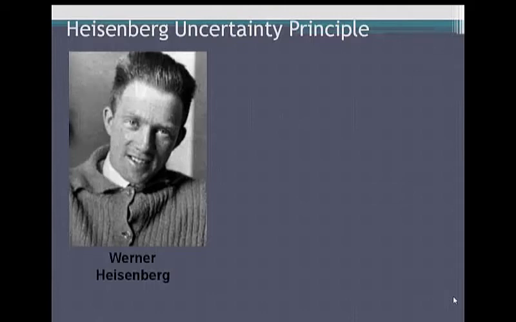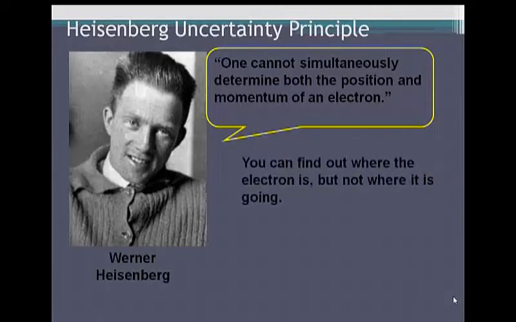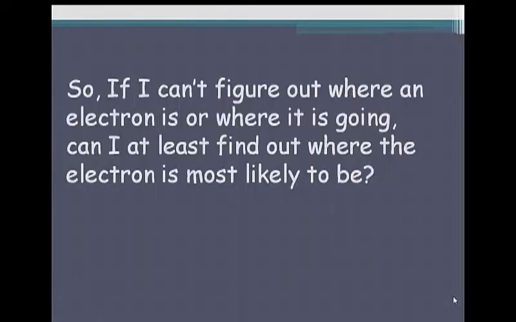Werner Heisenberg also came up at the same time with something called the uncertainty principle. What Heisenberg said is that one cannot simultaneously determine both the position and the momentum of an electron. You can find out where the electron is, but not where it's going. And you can find out where the electron is going, but not where it is. So if I can't figure out where an electron is going or where it is, can I at least find out where the electron is most likely to be?